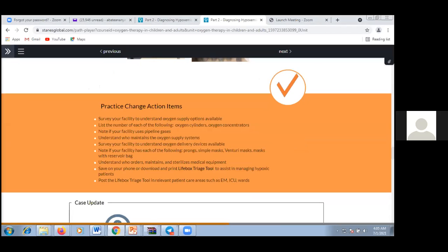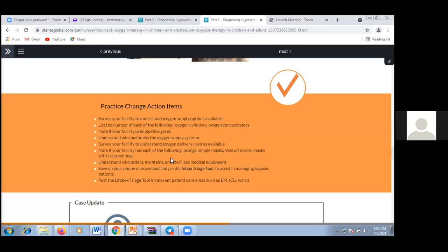So far, we have discussed important issues with oxygen therapy and pulse oximetry use. So there are some action items I would like you guys to do. These are listed in the orange box here. I would like you to survey your facility to understand oxygen supply options available. You have to list the number of each of the following, like oxygen cylinders, oxygen concentrators. You have to note if your facility uses pipeline gases, and you need to understand who maintains the oxygen supply system.